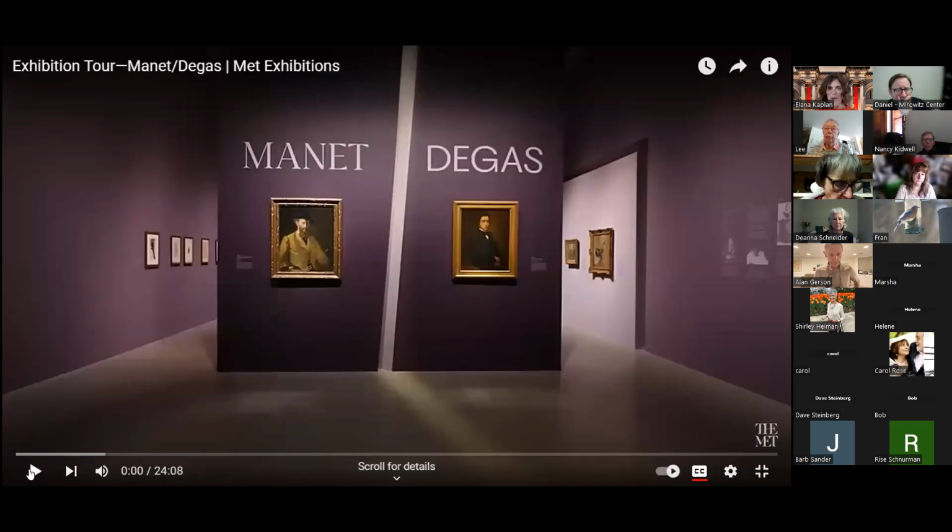Okay, so this is what the exhibit looked like. This was the entrance to the exhibit. And for those who were here last week, you saw we looked at these paintings and you saw some of this. So we'll just go into the exhibit, hear the curators talk for a little bit, and get a sense of the space.